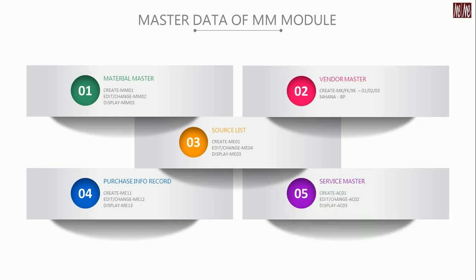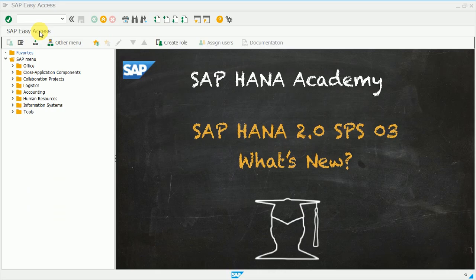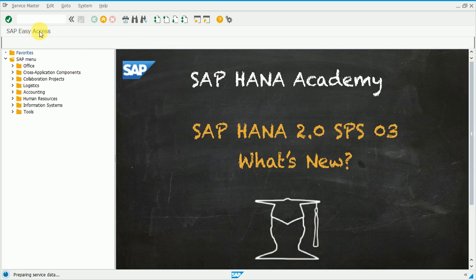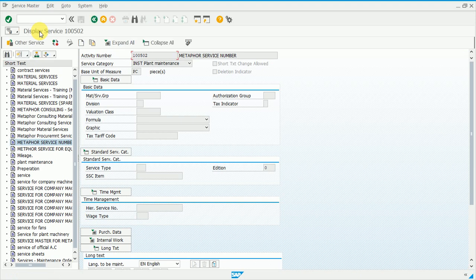The last master data we are going to focus on is called the service master. AC01, 02 and 03 are used for create, modify or change, and display respectively. Now changing to the SAP screen to understand: in the session you can see AC01, service master create, is available. The service master is also called the activity number. Here I am showing it as the activity number.